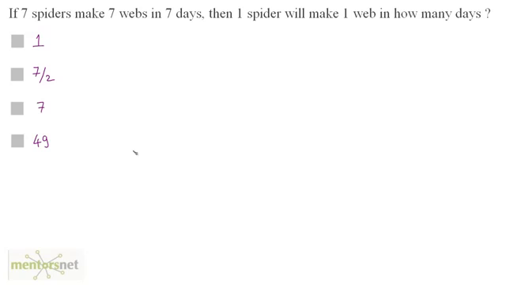If 7 spiders make 7 webs in 7 days, then one spider will make one web in how many days? Well, we can have the number of spiders and the webs per day that these spiders make. Thus, we have 7 spiders who make 7 webs in 7 days. Now, we have been asked in how many days will one spider make one web. So we have one spider, in how many days will it make one web.